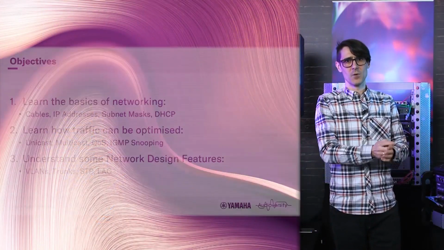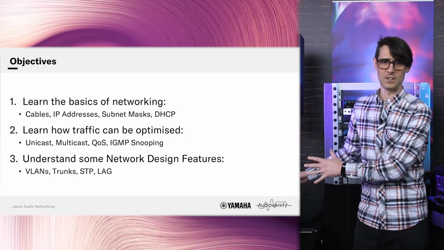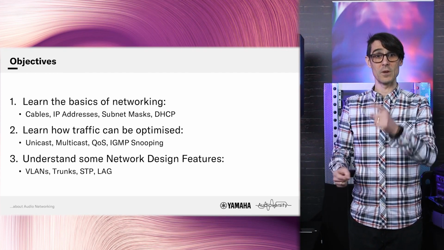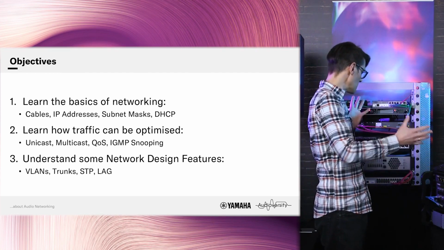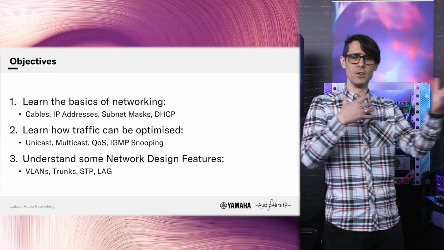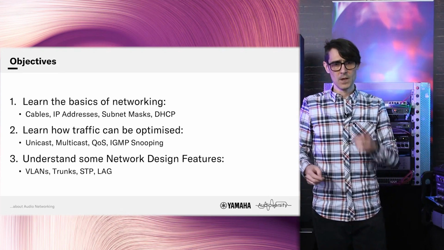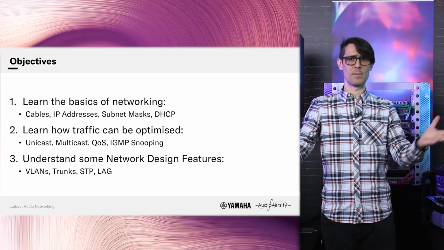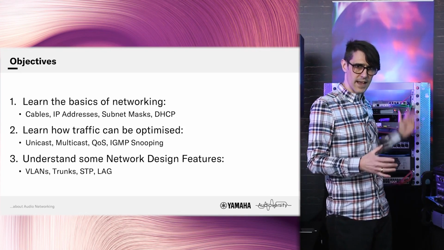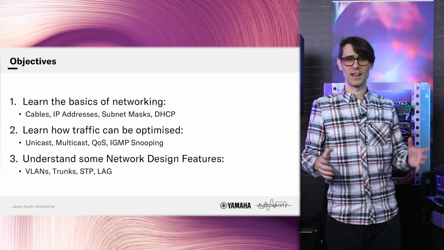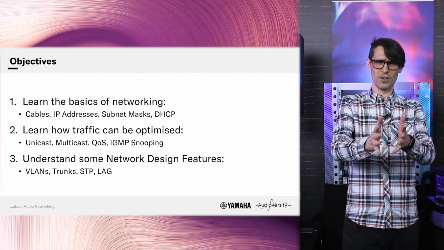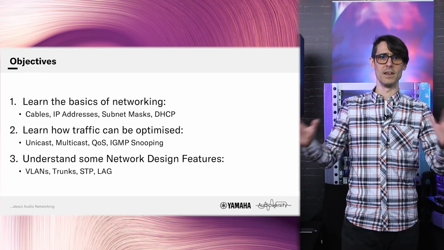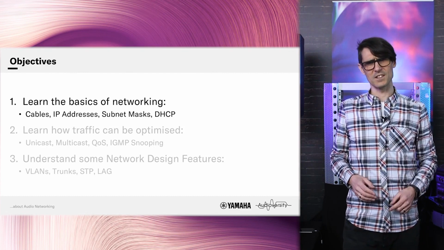Here's our agenda. We're going to learn the basics of networking: cables, IP addresses, subnet masks, DHCP. What is all that? Then we're going to learn how traffic can be optimized to make your network efficient. We'll learn about Unicast and Multicast transmissions. We'll discover QoS and IGMP Snooping. Then I'll explain a bit about network design features like VLANs, trunks, spanning tree protocol, and LAGs. So we've got a lot of strange things to discover, and I'll let you know how useful they are in audio networks. So let's start with cables.